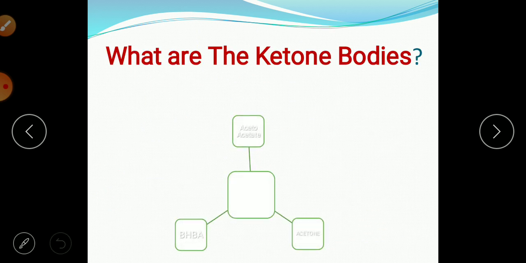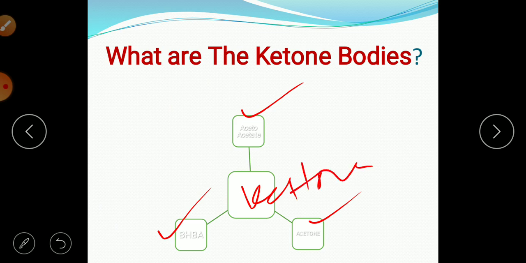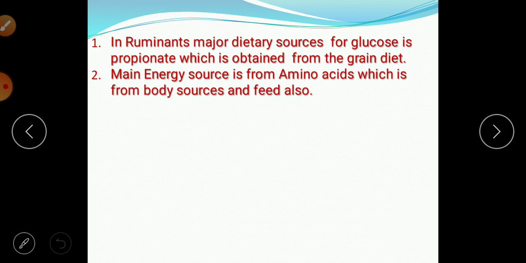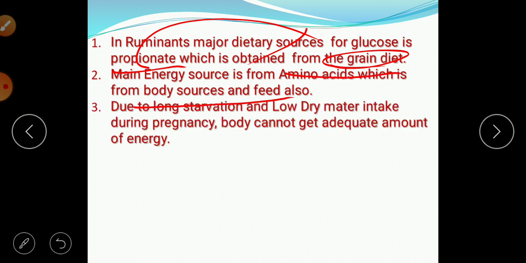So what are the ketone bodies? I have already told: the acetoacetate, the beta hydroxybutyrate, and the acetone are the ketone bodies. So you have to remember all these names. In ruminants, the major dietary source for glucose, as you know, is propionate. Propionate supplies the main glucose, which is the main source of energy to the animal, and it is obtained from the grain diet. The other energy source is amino acids, which come from body sources and also from feed.